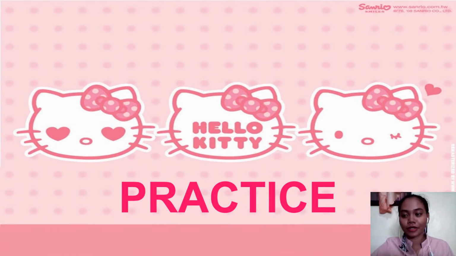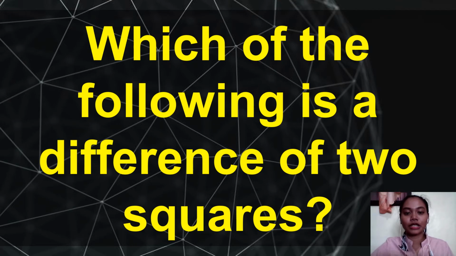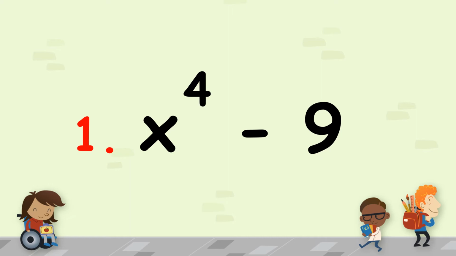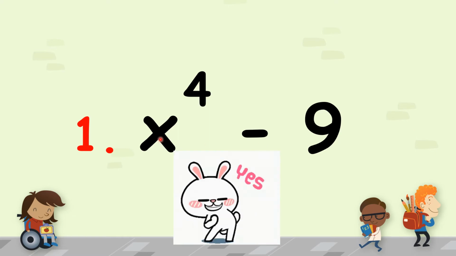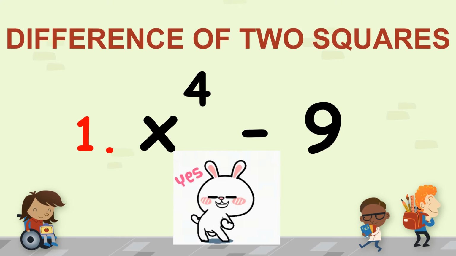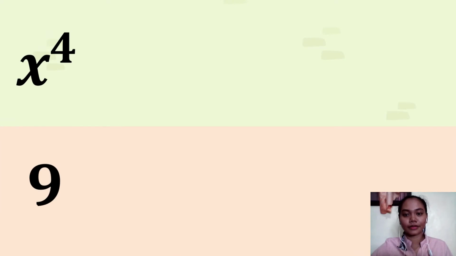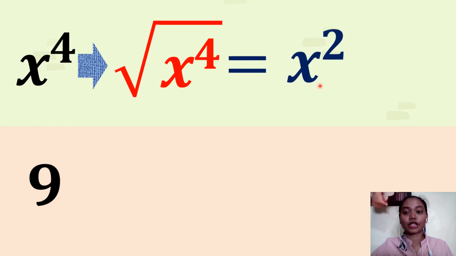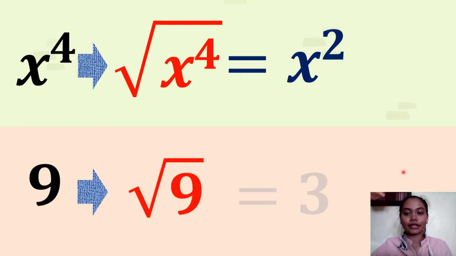So let's do the practice. Which of the following is a difference of two squares? When we get the square root of x to the fourth, it will give you x squared. And the square root of 9 will give you 3. That's the reason.